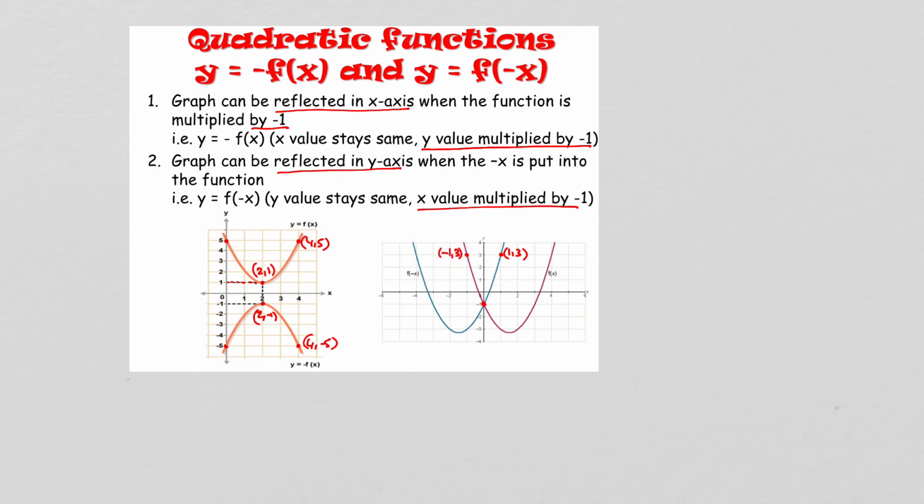And of course, we could take this point here, which would be out to -4 and up to 3. If I multiply the x coordinate by -1, I get out to 4 and up to 3. So again, we can do that for a series of points on the graph, and we would get the reflected points, and then we'd be able to sketch our graph.